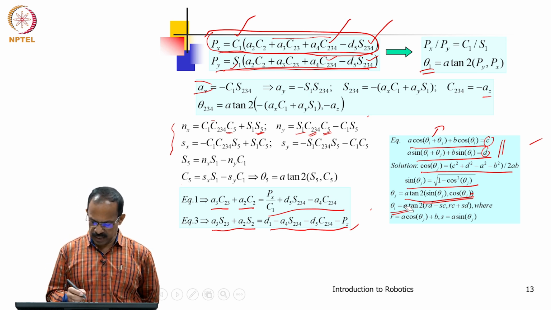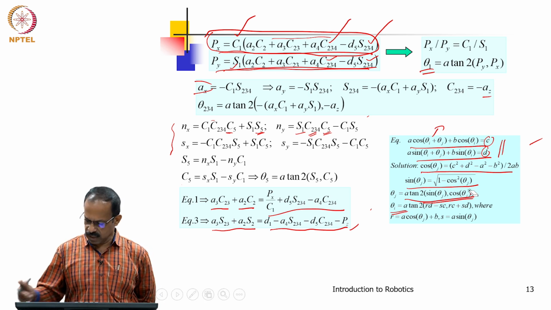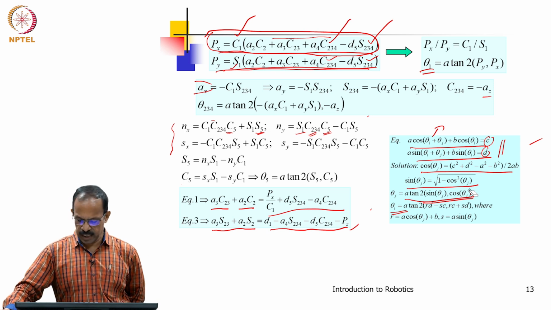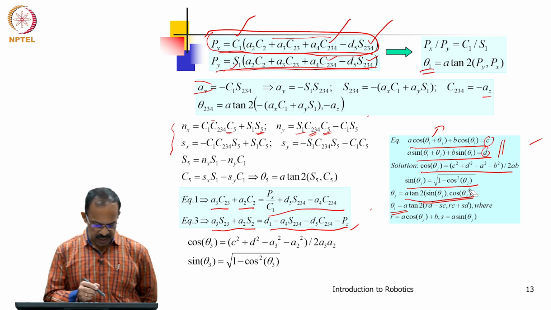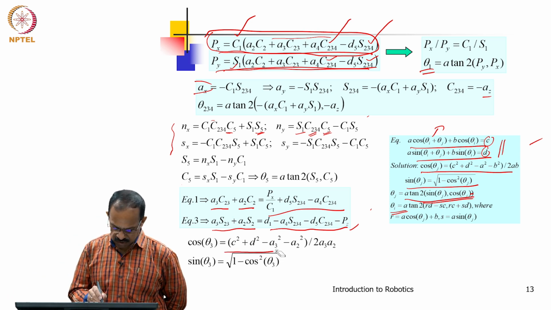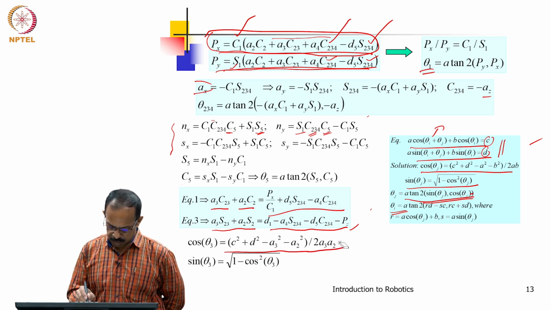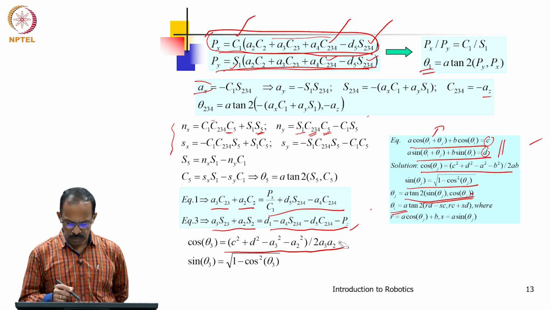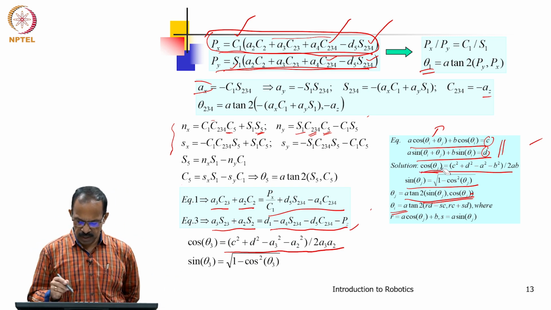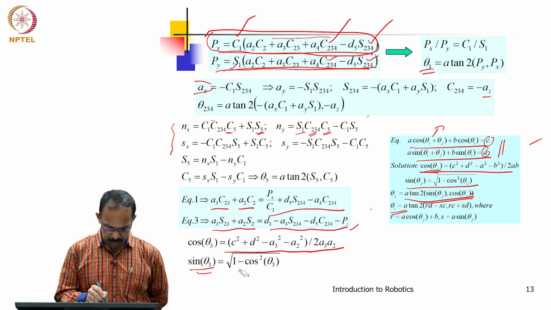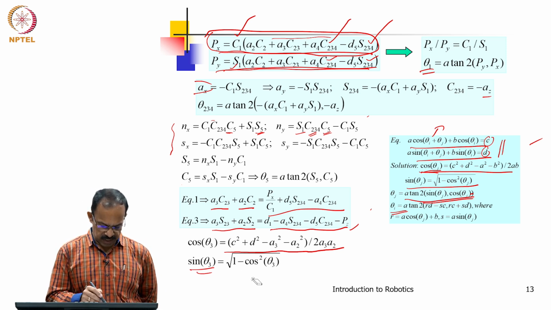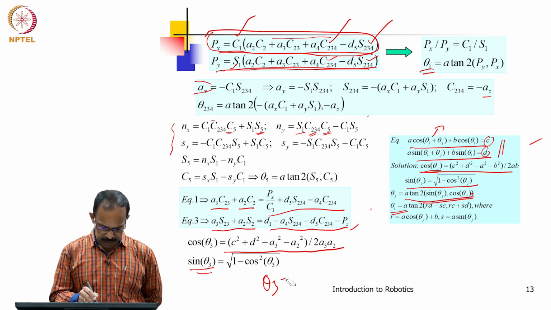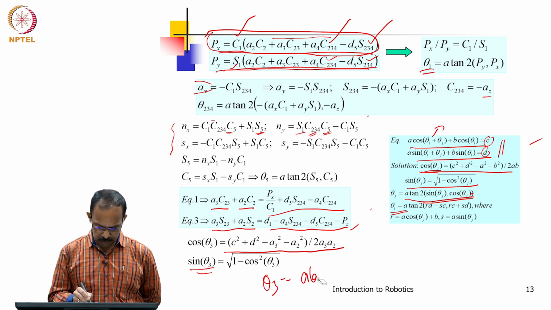So, theta 3 can be written using this method, and theta 2 and theta 3 can be obtained using this relationship. We will be getting cos theta 3 as c square plus d square minus a 3 square minus a 2 square over 2 a 3 a 2, okay, and sin theta 3 will be the square root of 1 minus cos square theta 3. So, you will be getting sin theta 3 and cos theta 3. Therefore, theta 3 can be obtained as a tan 2.